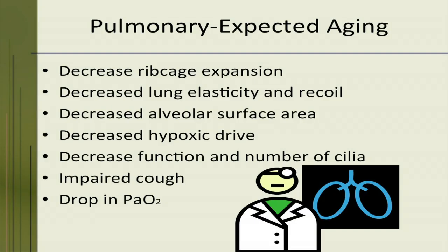We know that patients, especially post-operatively, can have a decrease in their ribcage expansion because of pain, especially if they have abdominal surgery or chest surgery. We know as one ages, there's decreased lung elasticity and recoil. You can have a decrease in the alveolar surface area, a decreased hypoxic drive, decreased function in the number of cilia, and an impaired cough, which will all result in a drop in their oxygen levels.